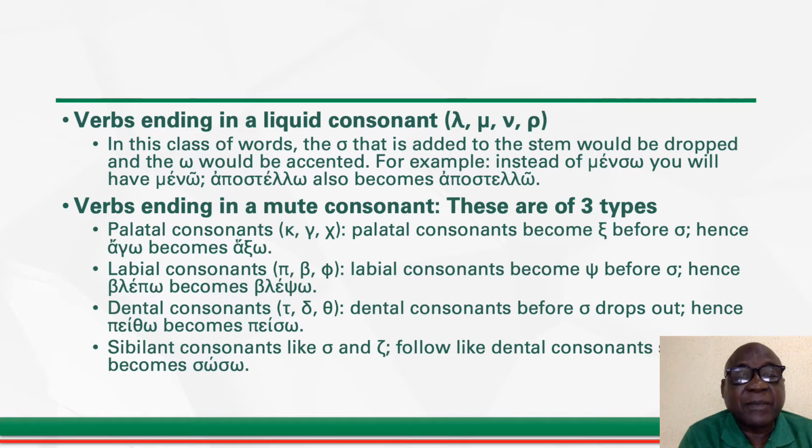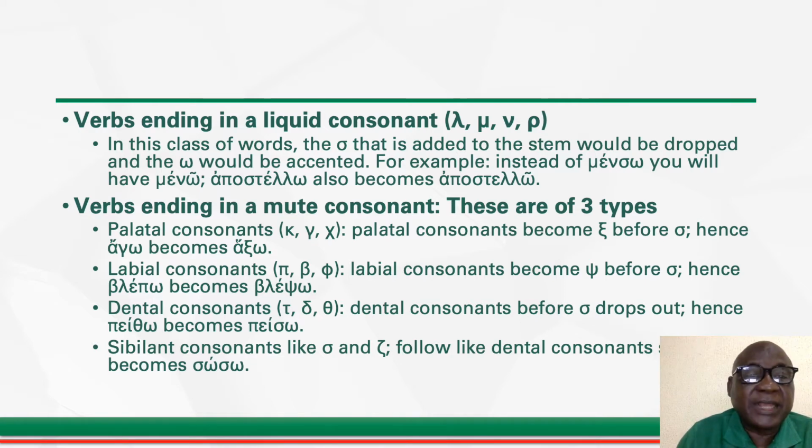So, for example, when you look at menso, instead of having menso, because n is a liquid consonant, you will have meno, but your accent will now go to the omega as a circumflex. Apostello becomes apostelo with the omega carrying the accent.